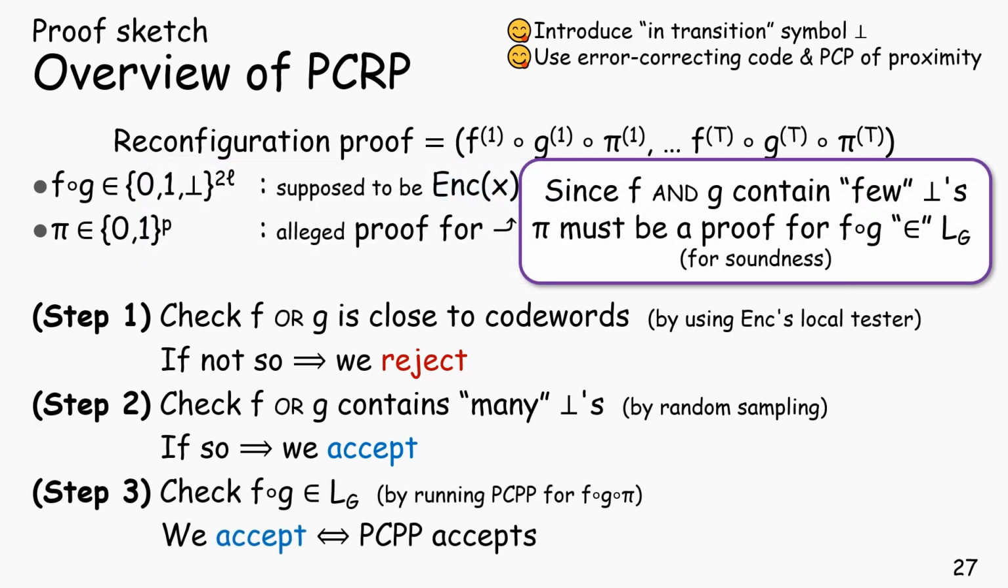In step 3, we use the PCPP to check if F and G are in the language LG. And we accept if and only if PCPP accepts. Since F and G contain a small number of bots, pi must be a correct proof. This is an overview of PCRP for succinct graph reachability.